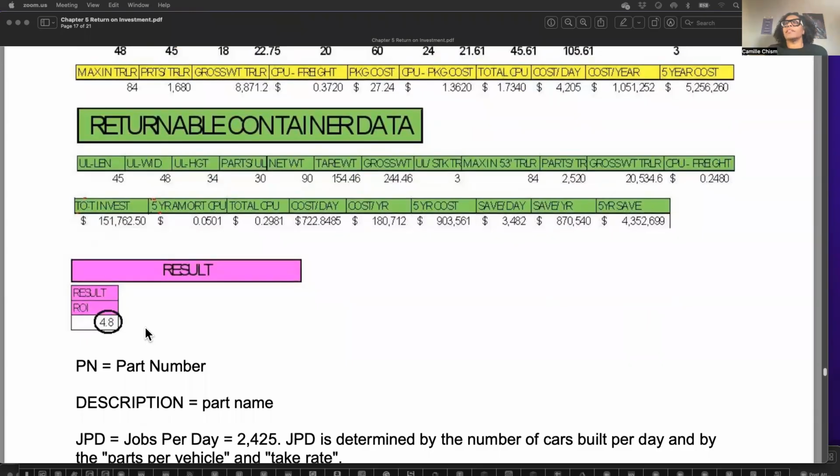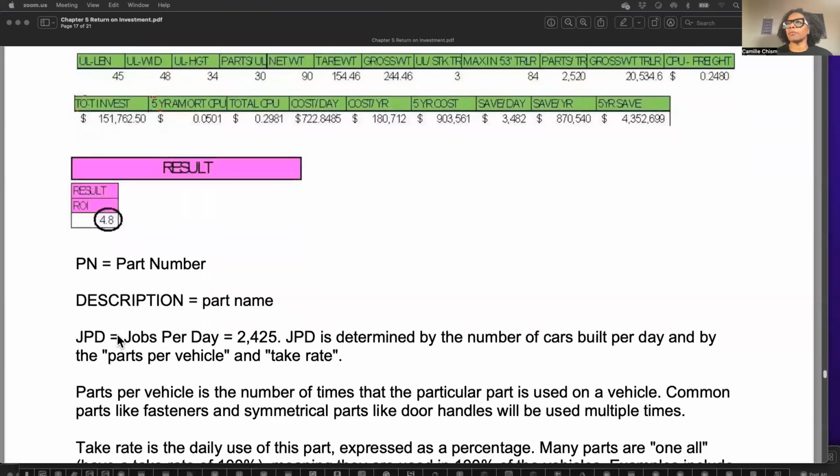So the result of doing that return on investment calculation, you can see the return on investment is 4.8, which is a fairly good number. So almost 5 times savings compared to the other one.